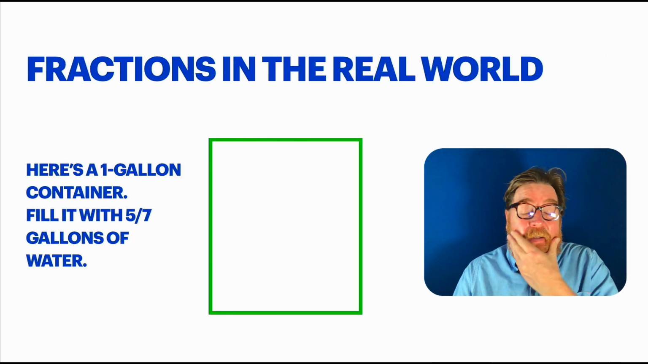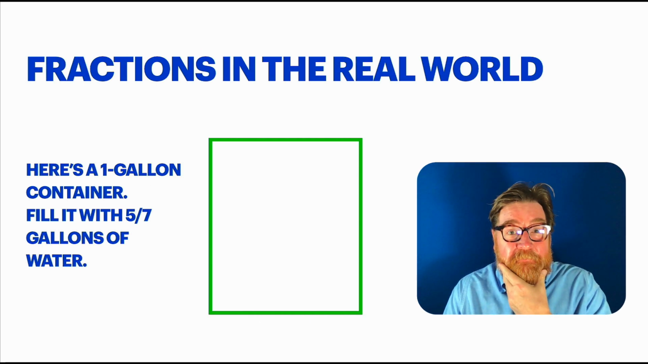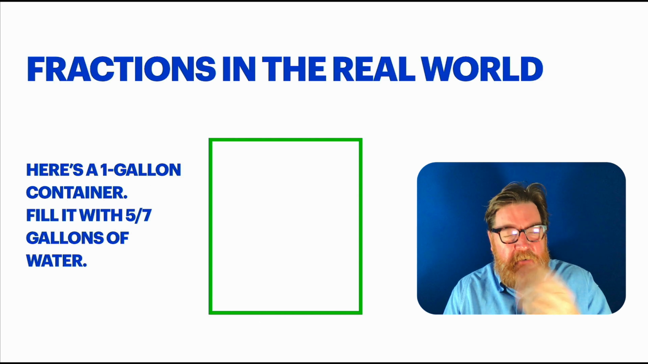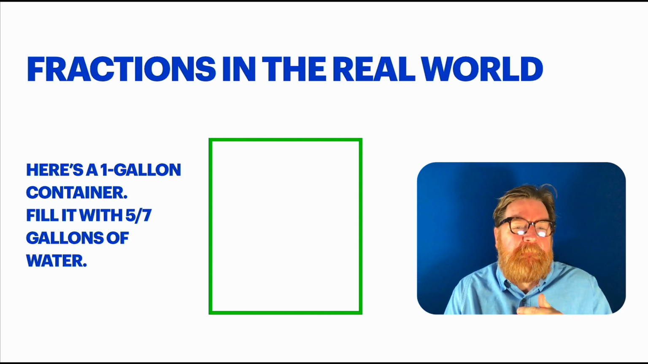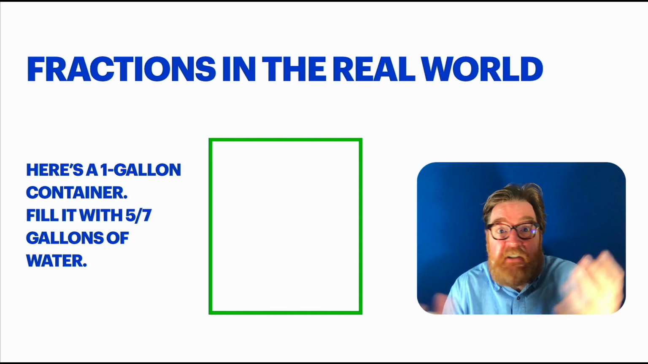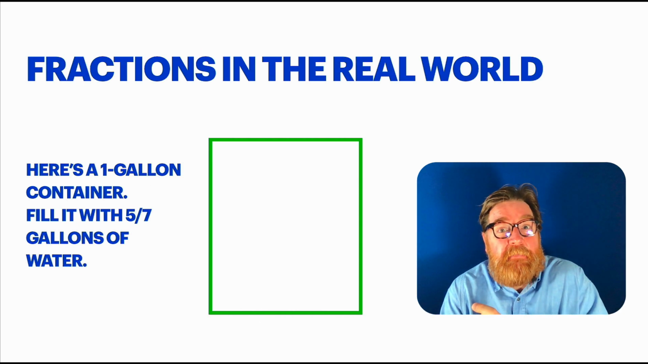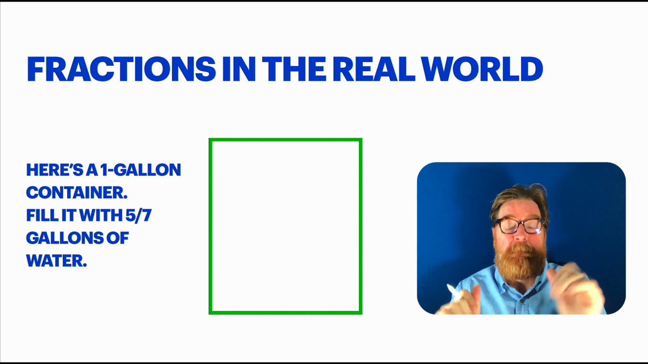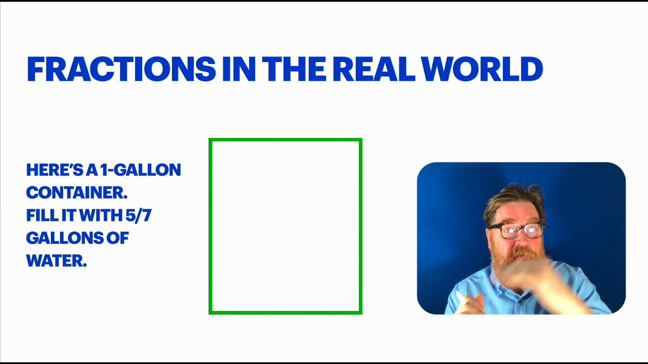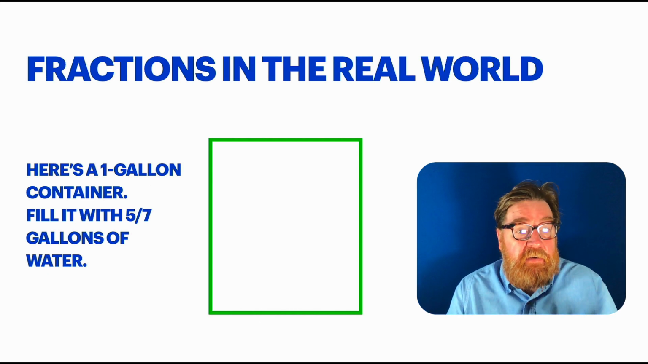In the real world, this comes up all the time. Okay, let's say you had a gallon jug, and for some reason you needed to fill it with 5/7 gallons of water. Well, this is just like our candy bar, right? Except now we've got a container, and we've got to figure out where 5/7 would be if you fill it up. Well, we know what to do.